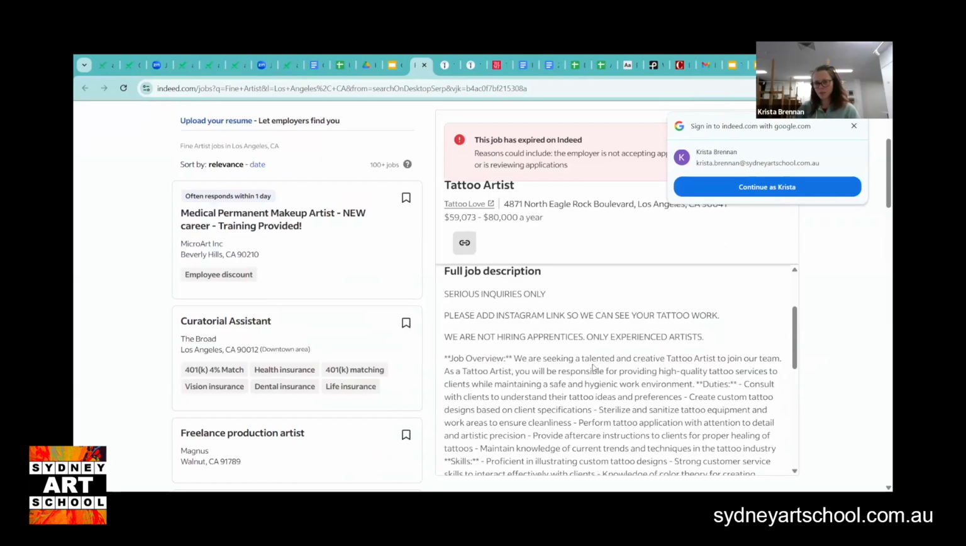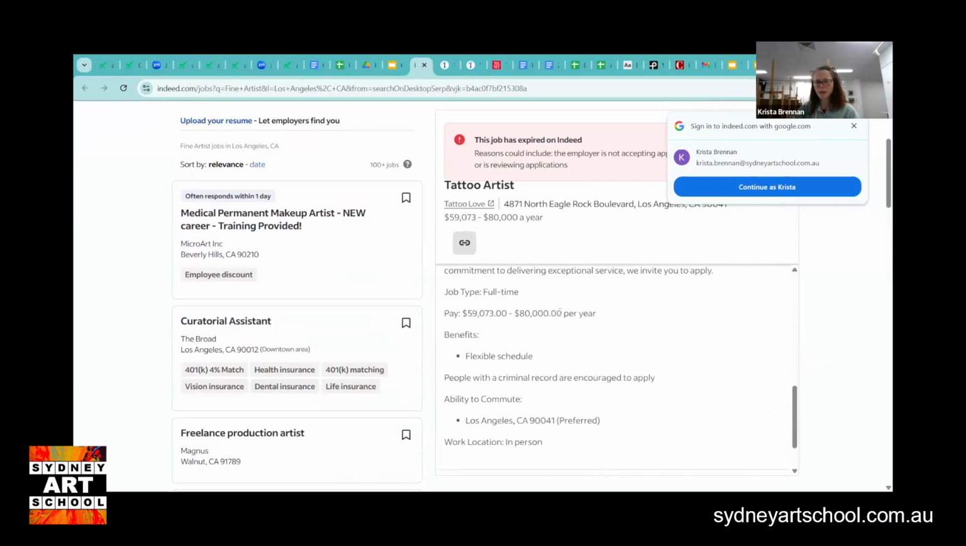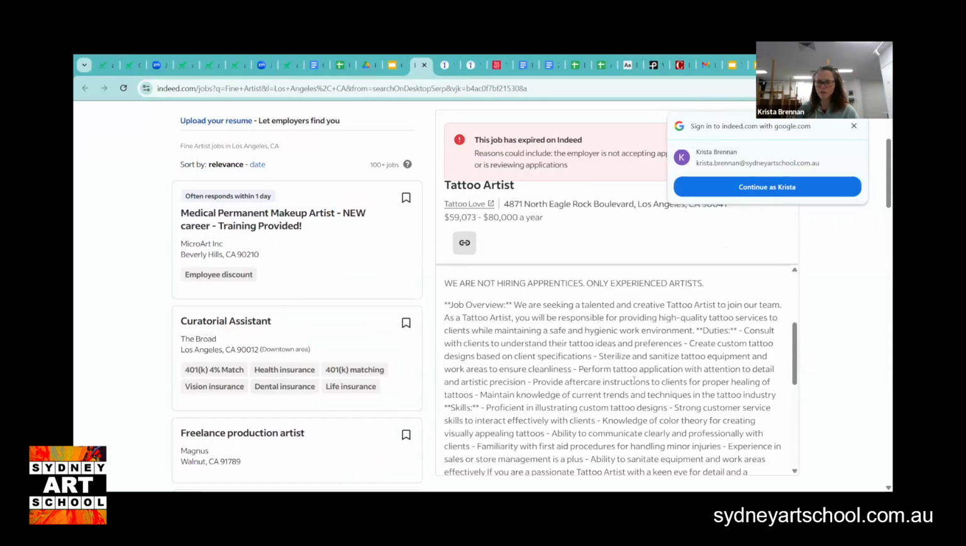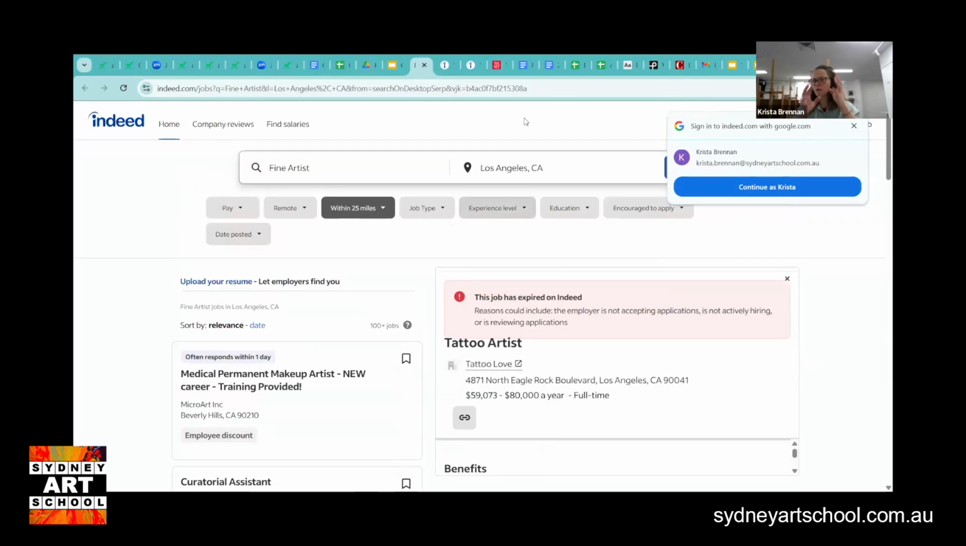Now, with this one, they will give you some more information about what they're looking for. Please add Instagram links so we can see your tattoo work. We're not hiring apprentices, only experienced artists. They give you how much pay and a bit of an overview of what they're looking for. So in the traditional world, there are definitely ways that you can go about finding jobs through job websites.